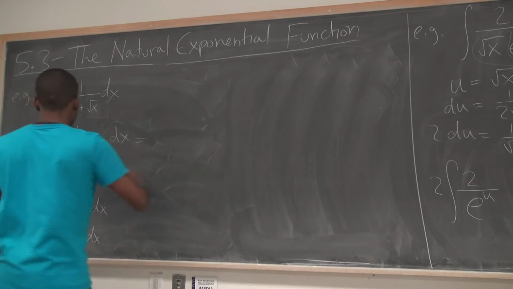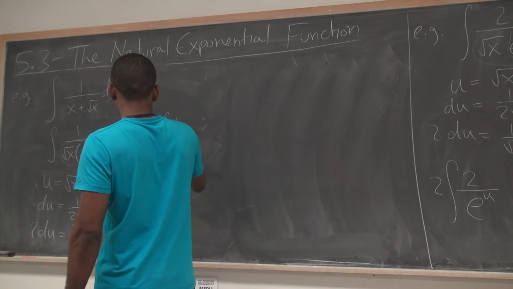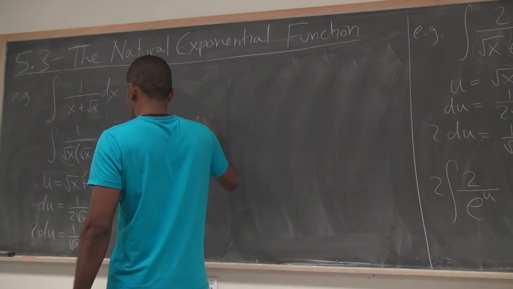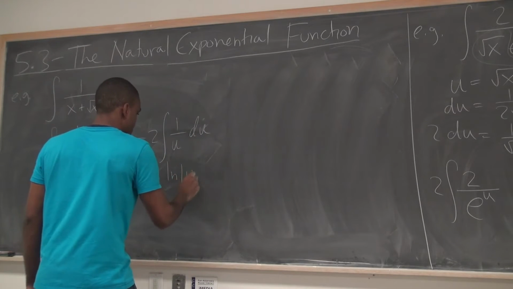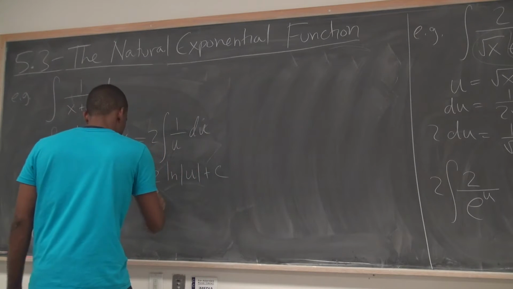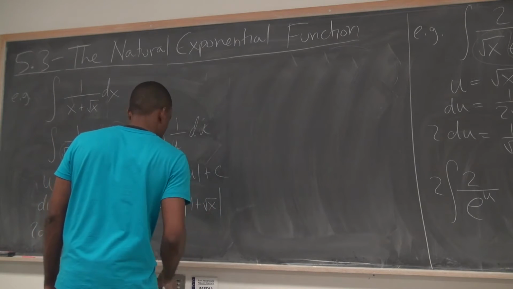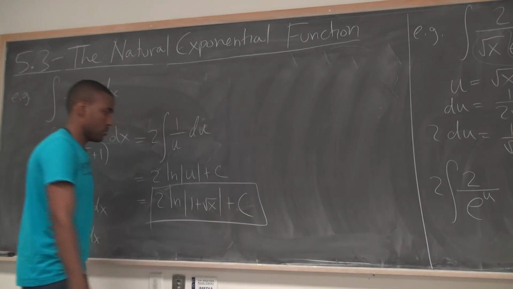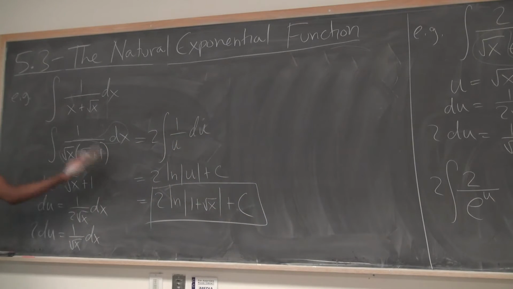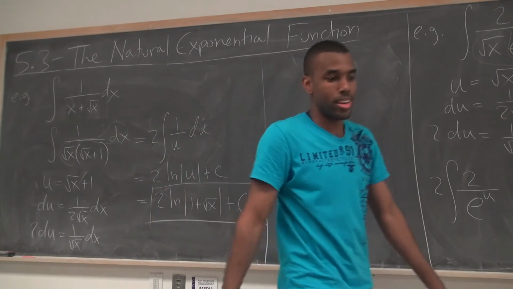And so this would become what? 2 times the integral of 1 over u du, which is 2 ln absolute value u plus c. So this is 2 ln of 1 plus radical x plus c. So you can do that in Calc 1. ln is in the answer, but you know, it looked innocent enough.